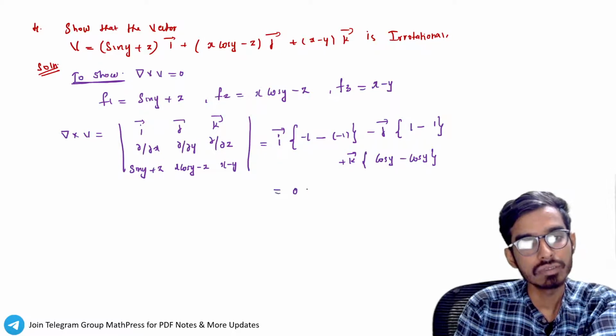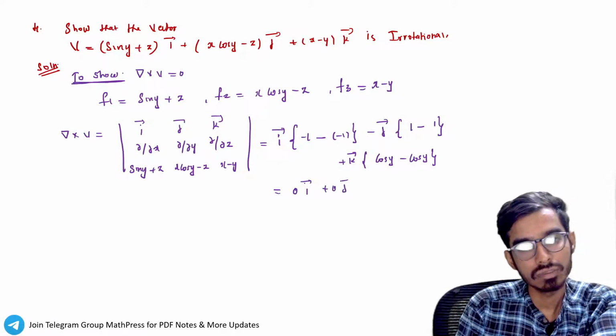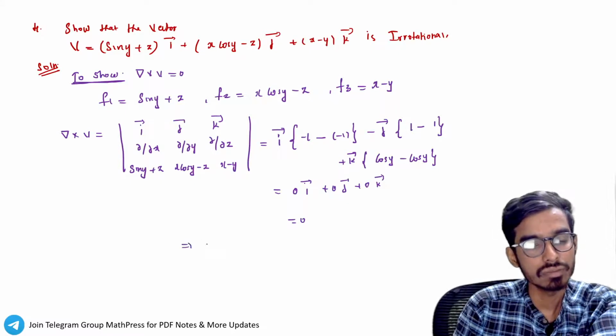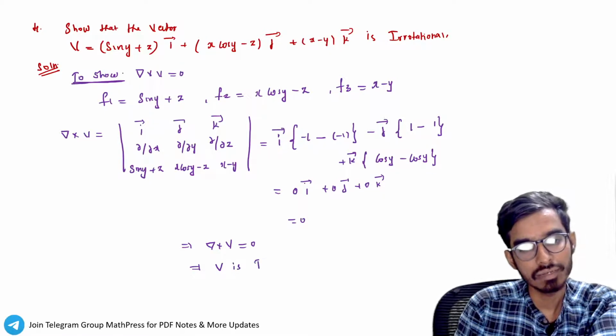So you can see this is 0i, 0j, 0k, which is 0. So this implies del cross v is 0. That means v is irrotational.